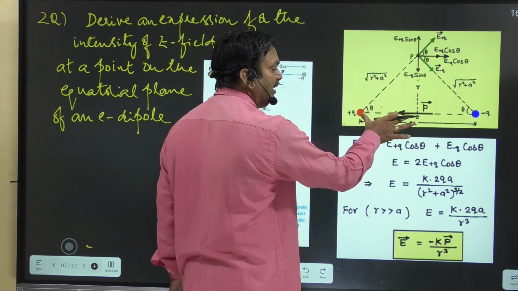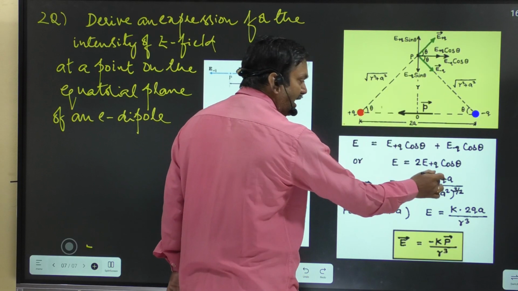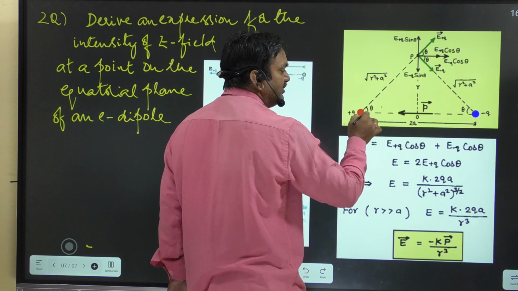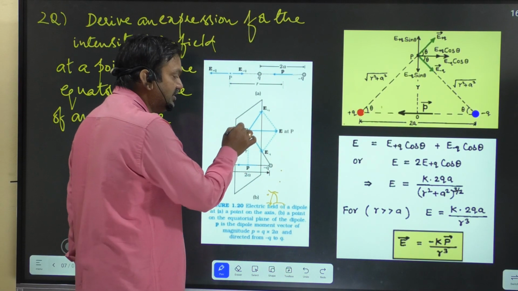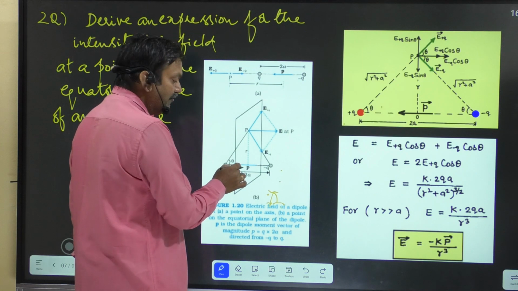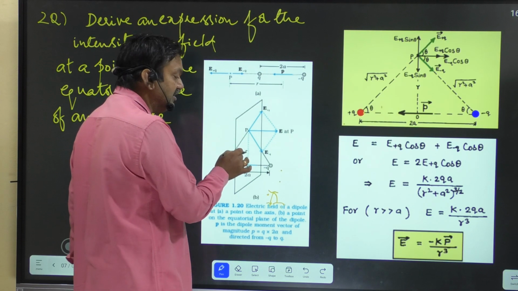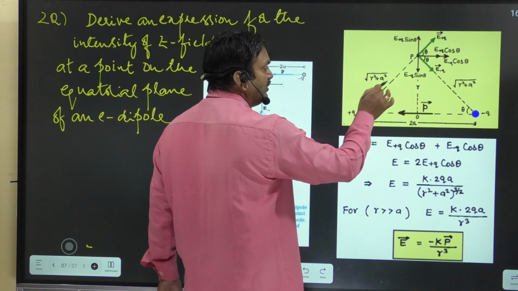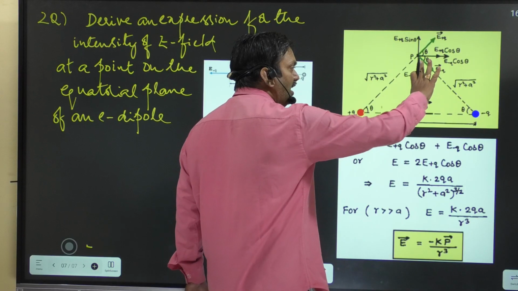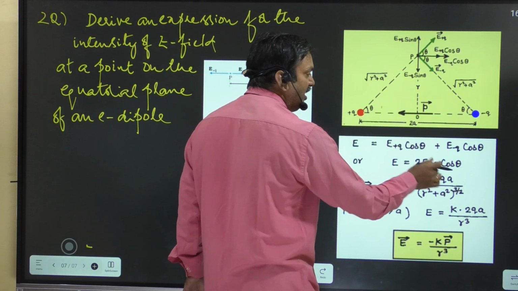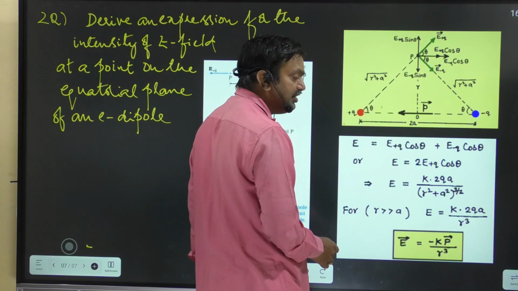Cos theta is nothing but adjacent side by hypotenuse. The adjacent side is only a, but the hypotenuse, as you see here, we are taking this distance as r, the distance of the point on the equatorial plane from the center of the axis of the dipole. So the hypotenuse becomes square root of r square plus a square. This is a square and this is r square. So in cos theta, you are getting an additional a by square root of r square plus a square.